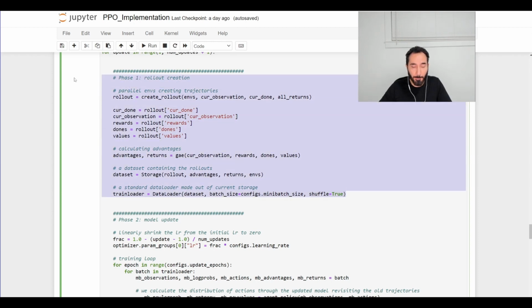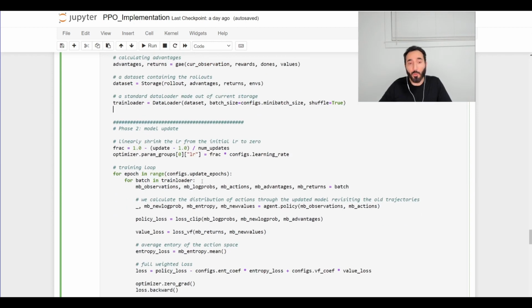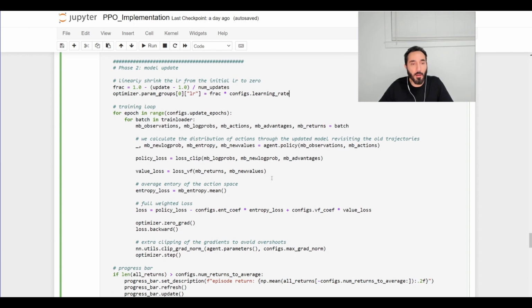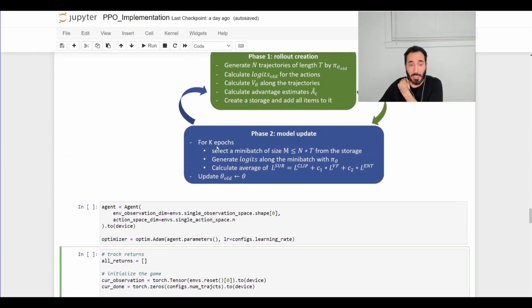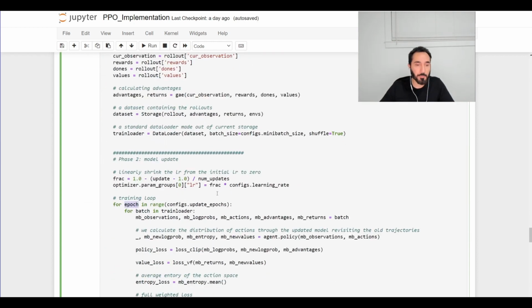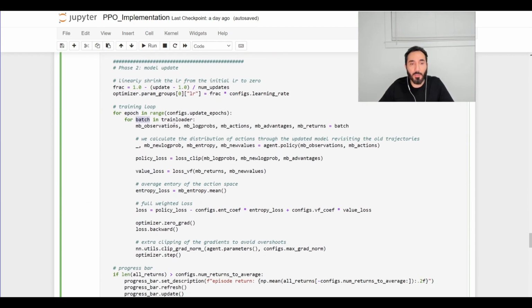That's phase one. In phase two, I will go over analysis and updating of the model. So I have a learning rate scheduler here that starts from the original learning rate and shrinks it linearly to 0. So it's a linear scheduler, if you know what it is. And then the training loop starts here. I have a number of epochs. If you remember, it was like the K epochs that we had in the theory lecture. And then I go over the batches in the train loader.